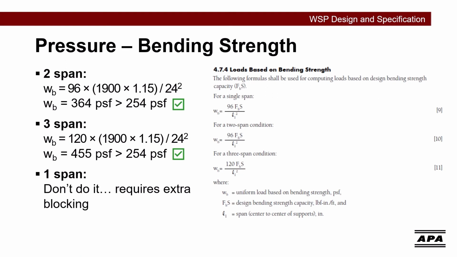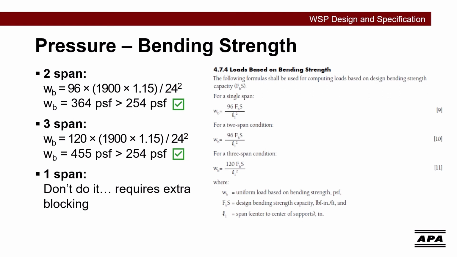The equations shown on the right are provided in section 4.7.4 of Form D510 and are used for computing allowable uniform loads based on design bending strength capacity of a panel. Different equations are given for 1, 2, and 3 span conditions. While it's common to specify 2 span minimum, both 2 and 3 span conditions will likely occur on site, so you'll want to verify the worst case.